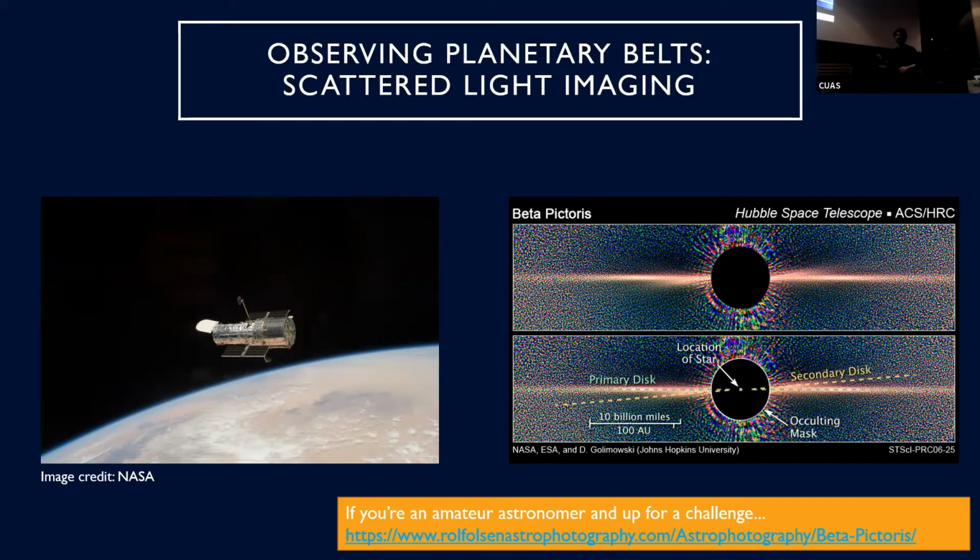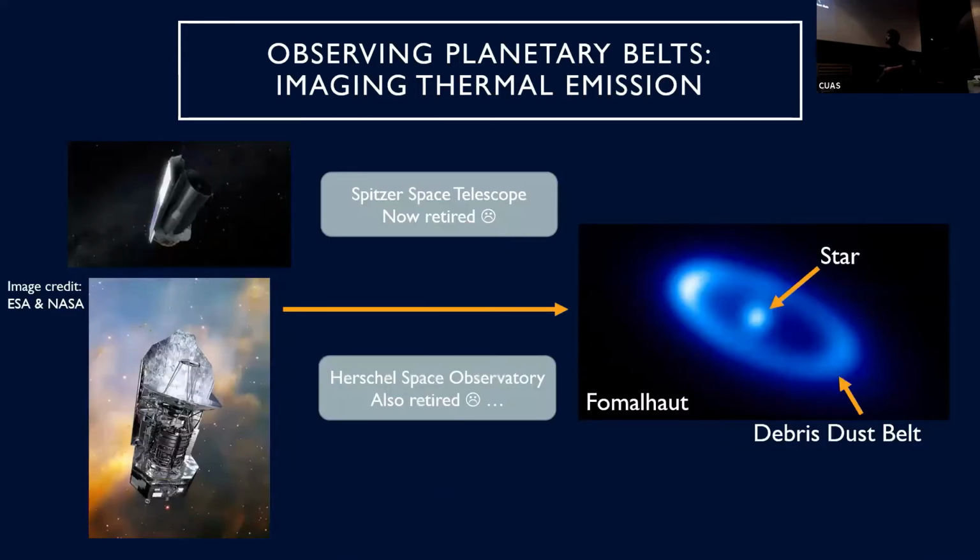But it turns out someone 10 years ago actually imaged this disk from a ground-based telescope with amateur equipment. So it's probably possible that someone here, if you're really inclined, could actually go and find this in the universe itself. The other way that we look for things is through thermal emission.